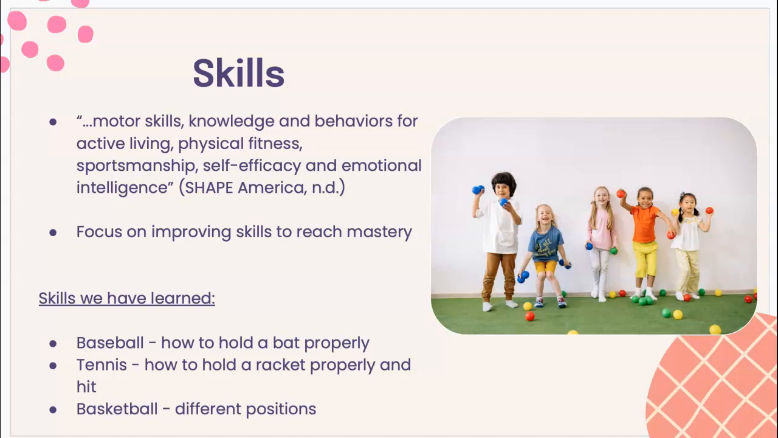The first one is baseball. The skill that we learned was how to hold a bat properly. The second is tennis. Students were taught how to hold a racket properly and hit a tennis ball. And the last skill that we have learned were the different positions in basketball. Students were taught the different positions and how to play each one.